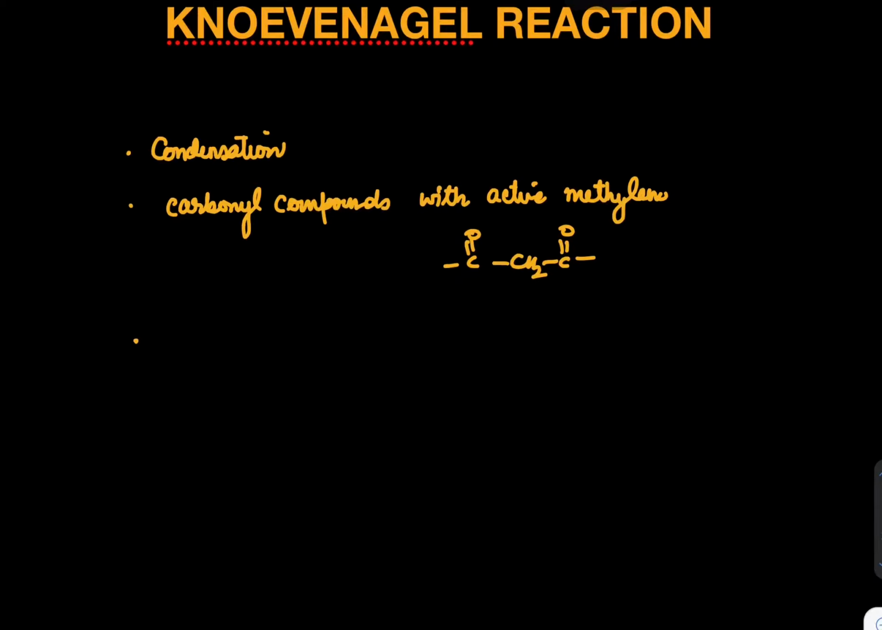So let's start with carbonyl compounds. For instance, we take benzaldehyde, and you take anything which has an active methylene group. Maybe we can have something like this. It is carrying this CH2 here, with C double bond OR and C double bond OR', so the active methylene groups are present here. Now what is the next step?